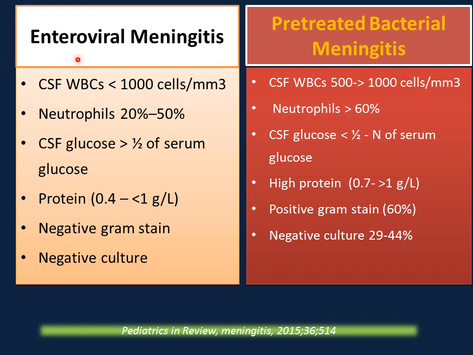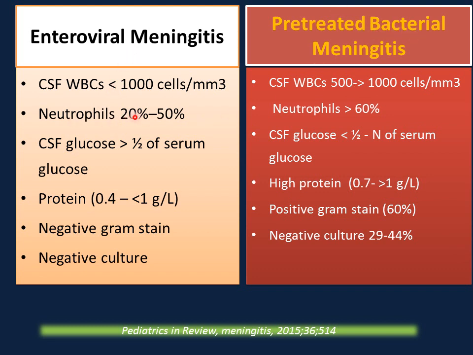In cases of enteroviral meningitis, as we mentioned, the white blood cells in the CSF will be less than 1,000. Here, it can be less than 1,000, between 500 to more than 1,000. So it's very important to know that sometimes, in rare cases of meningitis, you may have few white blood cells or even no white blood cells in the early course of the disease. So absence of white blood cells in the CSF does not rule out bacterial meningitis.